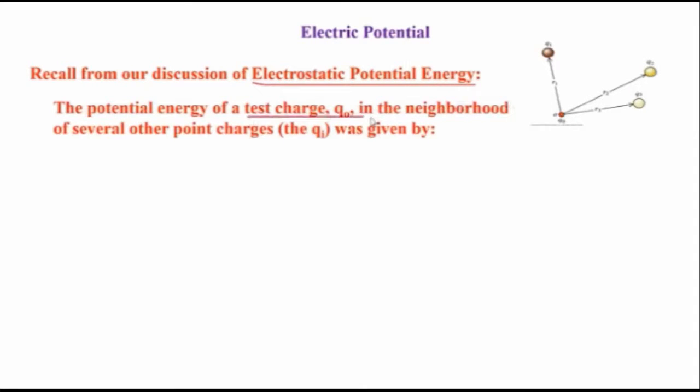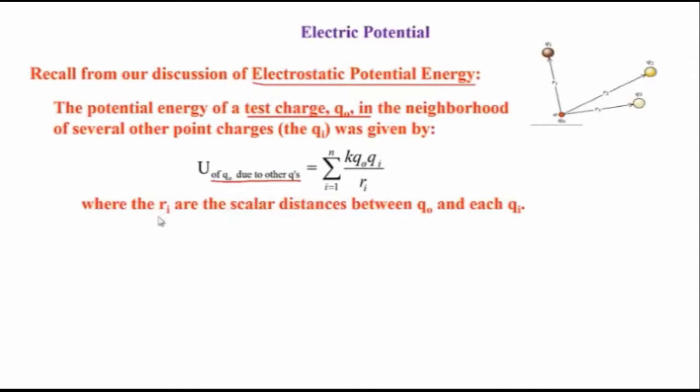Potential energy of this test charge in the neighborhood of these Q sub i's was given by this expression here, and we derived this. You'll see that it has a Q0 in it, so in order to get a potential energy, you have to have the Q0, which is the potential energy of Q0 due to the other Q's. The r sub i's are the scalar distances between Q0 and each Q sub i, as we've shown up here.